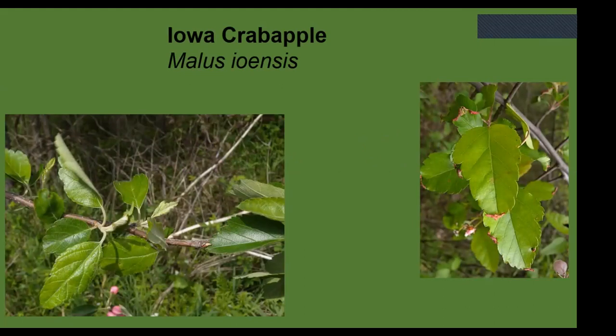And look at the simple alternate leaf. A leaf that sometimes looks like it's just serrate. Other times it starts to develop lobes at the base. Sometimes they're really obviously sort of three-lobed leaves.